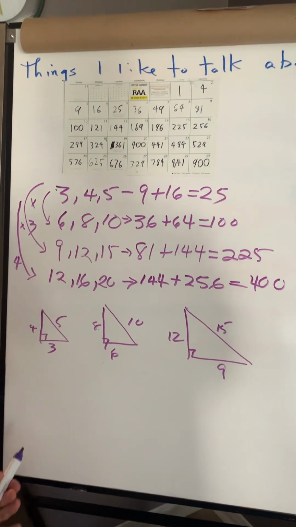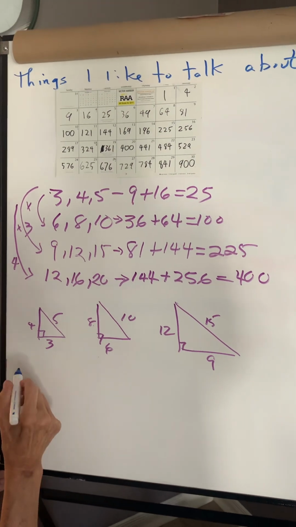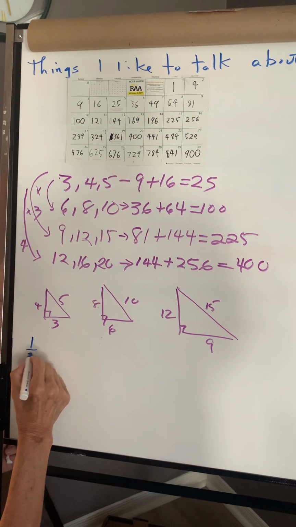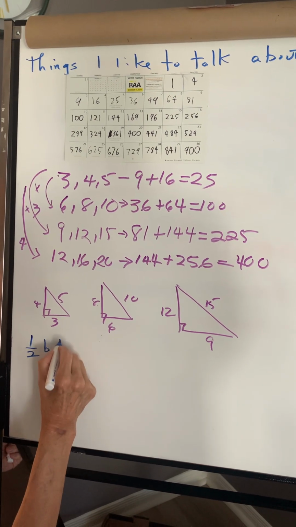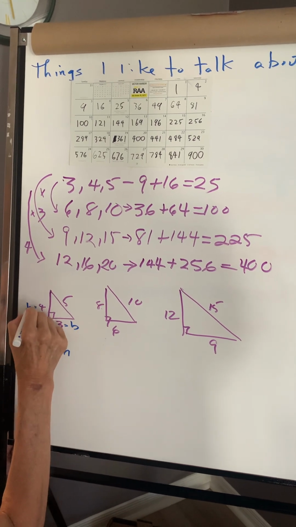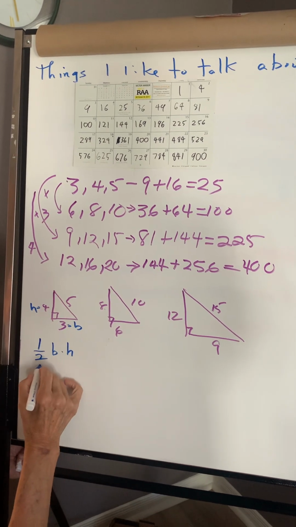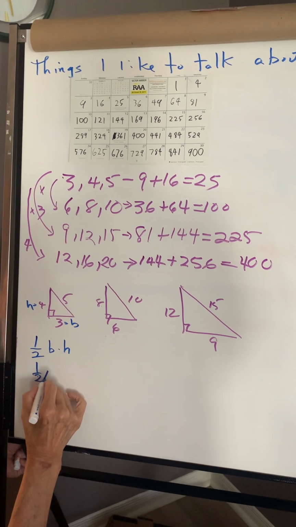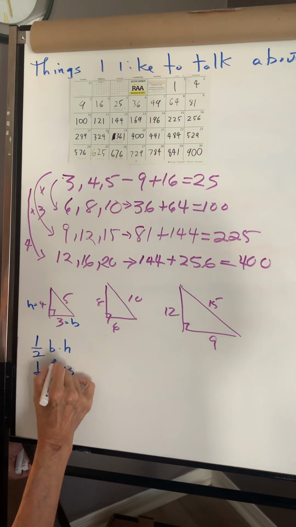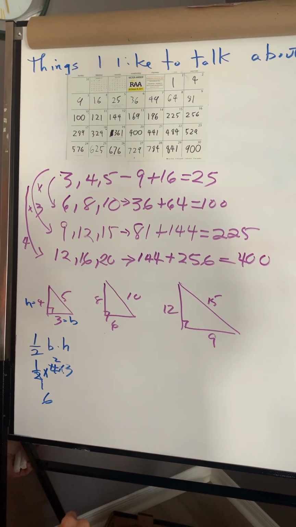Let's look at something else, which is interesting. Let's talk about the area of a triangle. Area of a triangle is 1/2 the base times the height. This would be the base, and this would be the height, because that's the altitude. So the area is 1/2 times 4 times 3, and 2 goes into 4, and the answer is 6.